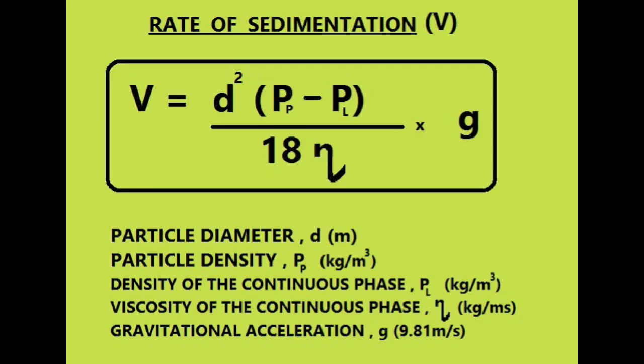Rate of sedimentation. When a solid or liquid particle moves through a viscous medium under the influence of gravitation, it will attain a constant velocity after a certain time. This is known as the sedimentation velocity. This is called the rate of sedimentation, derived from Stokes' law.